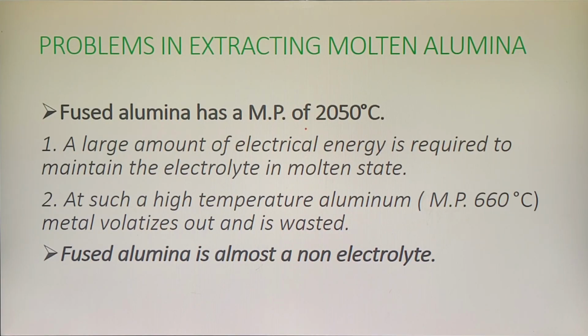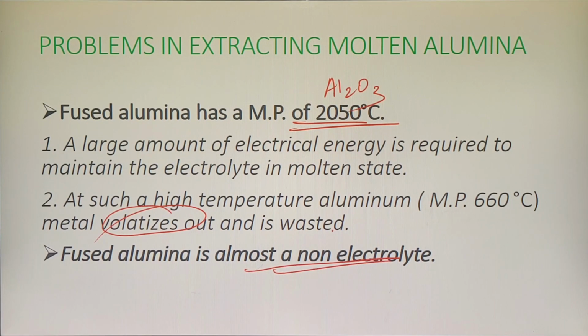The first difficulty that they were facing was the high melting point of alumina. Al2O3 used to melt at 2050 degrees Celsius. Okay, I am even ready to put so much temperature. But what was the second problem that was coming? At this high temperature, what was happening? My metal was volatilizing out. My aluminium, even before the electrolysis was starting, was going into vapor form. Okay, even then I am ready to do it, but then came the second problem.